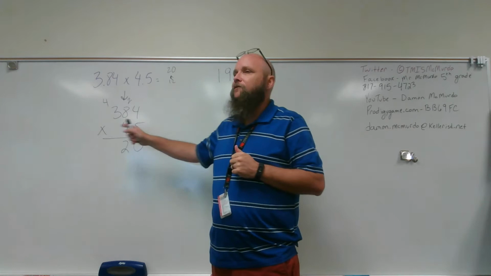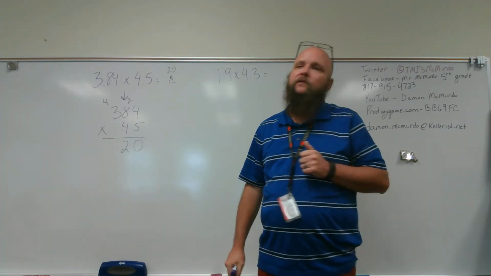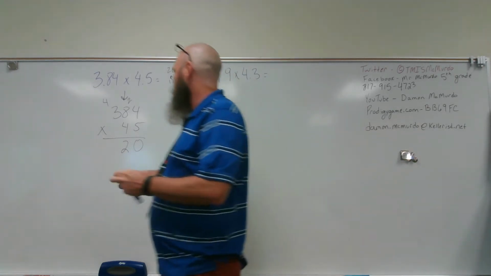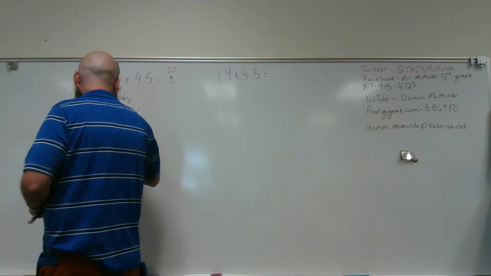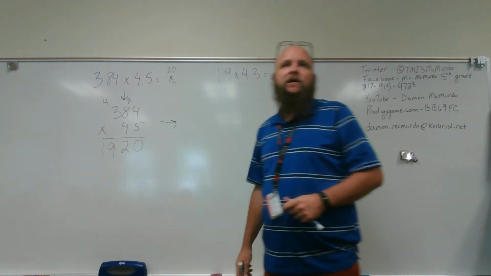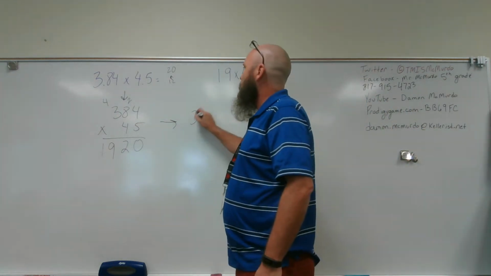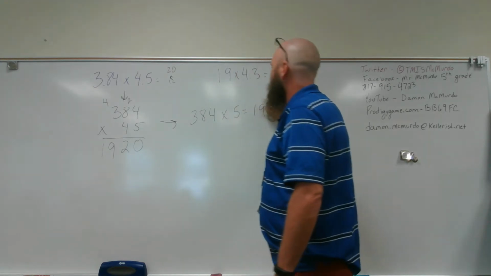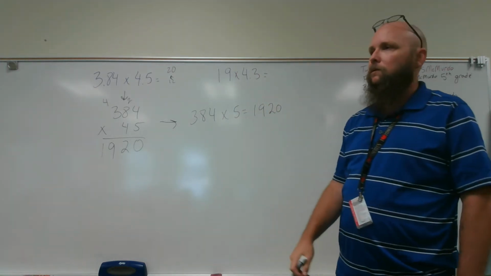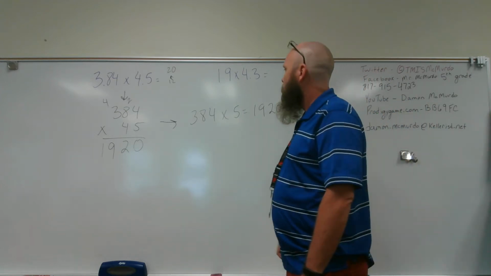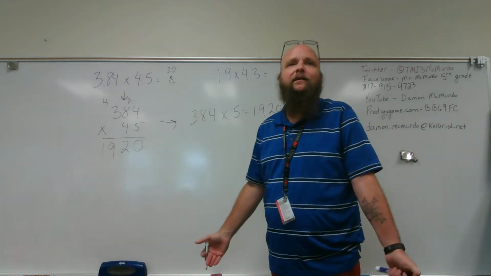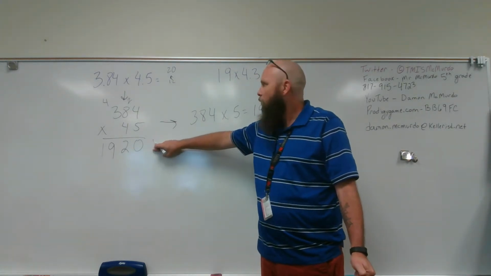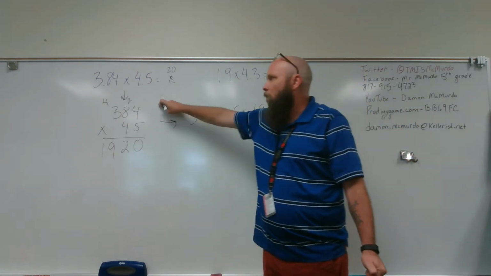Then we have 5 times 3, which is what, class? 15 plus 4 is? 19. What we've just done is we multiplied 384 times 5 and got 1,920. No, I got 17,000. We're not done. I'm sorry. We're not done. This part right here is 384 times 5.